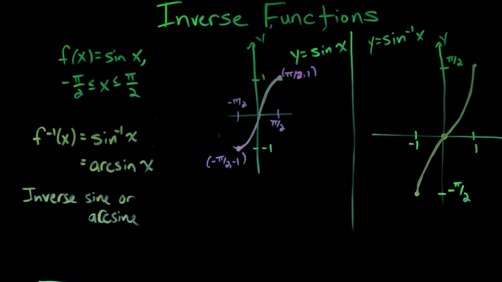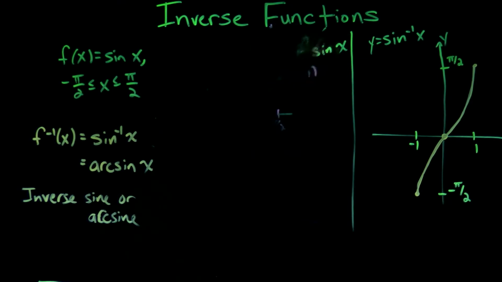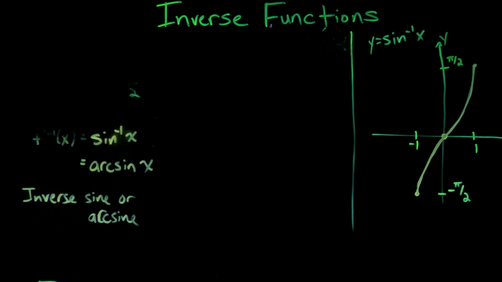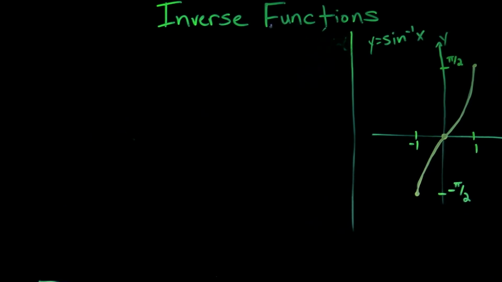Okay, now this graph is not terribly important, but the things that we can get from this graph are. Okay, so what are the properties we're going to have of the inverse sine? Okay, first off, we can look at the domain and range. So we're going to look at y equals the inverse sine of x.